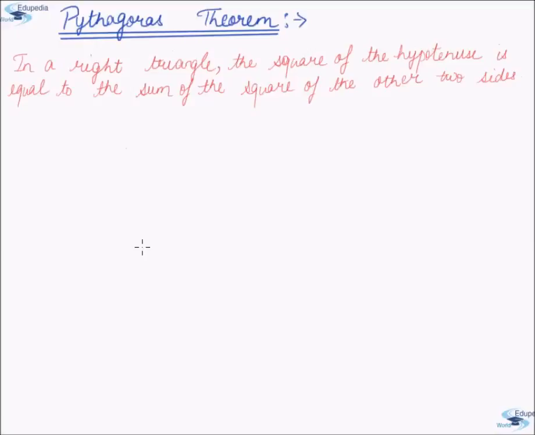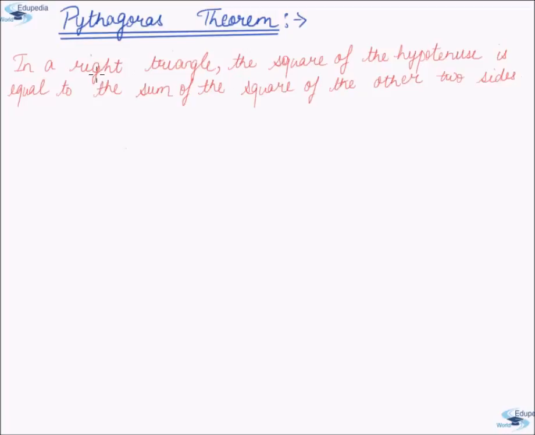In this video, we'll be studying Pythagoras Theorem. The theorem says, in a right triangle, the square of the hypotenuse is equal to the sum of the squares of the other two sides.